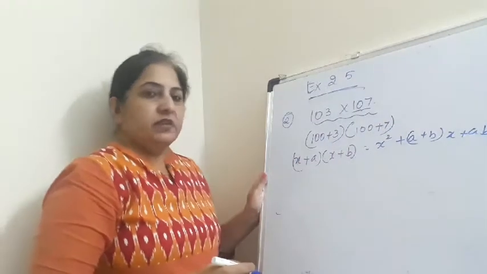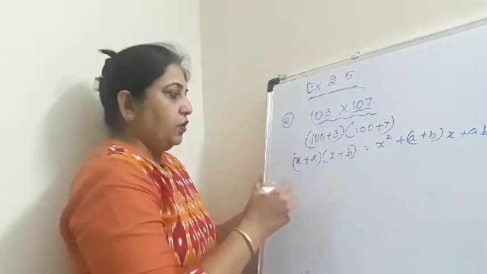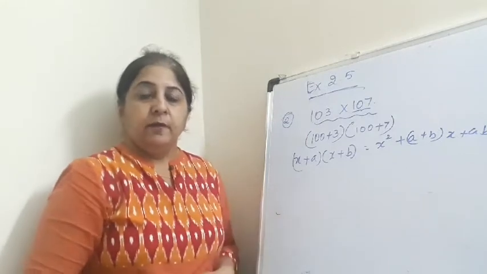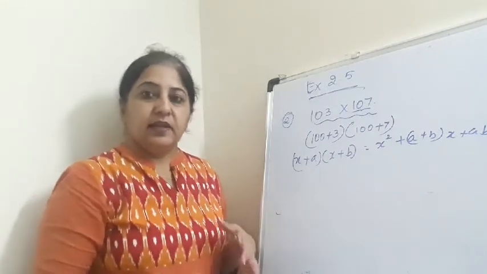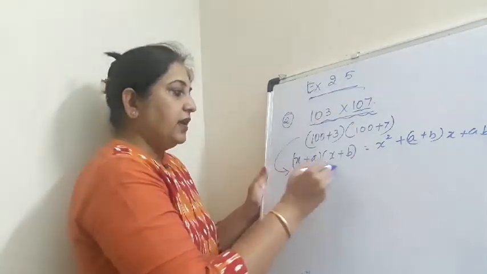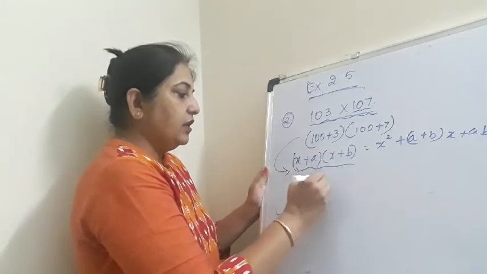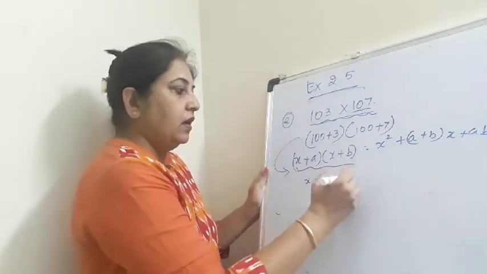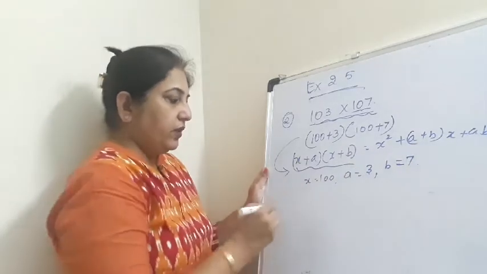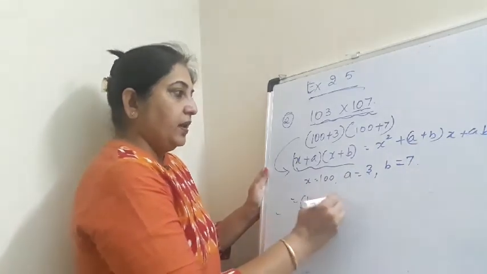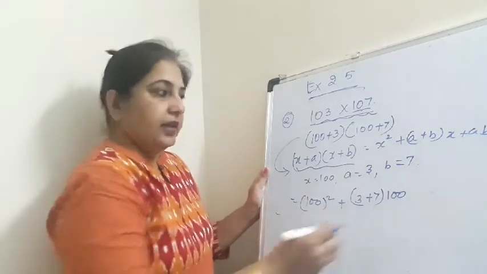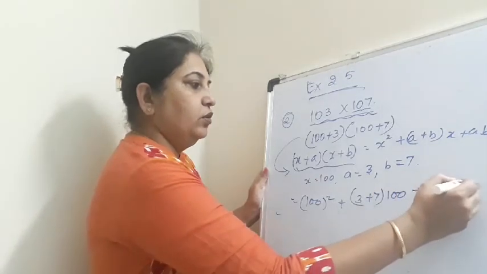How will you understand which identity is this? You have to just recall all the identities, a plus b the whole square, a minus b the whole square, then a square minus b square, then cube identities. So you will see that for this particular question we have to use the given identity, and therefore here x is equal to 100, a is equal to 3 and b is equal to 7. So therefore we write 100 square plus 3 plus 7 into 100, and plus 3 into 7.